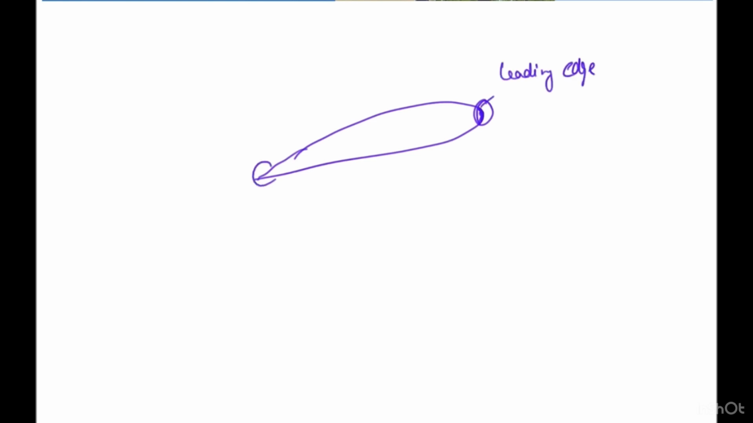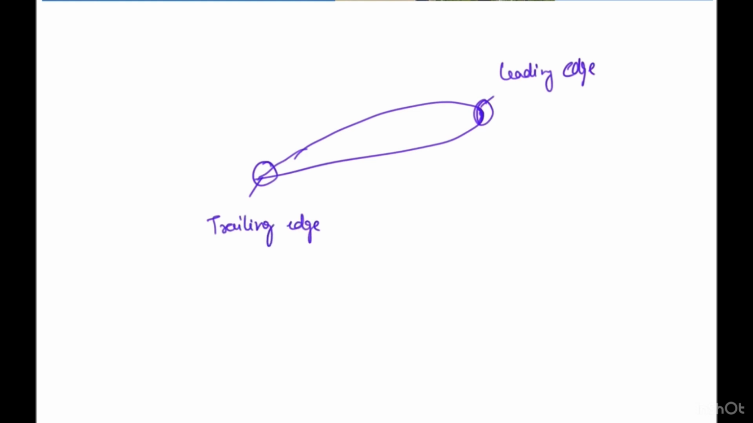So let's draw an aerofoil first. This is an aerofoil structure. We'll discuss a little bit about the symmetry and a few main characteristics. This is known as the leading edge. The tip of the aerofoil structure is known as the leading edge, and this is known as the trailing edge, the last tip, the end.